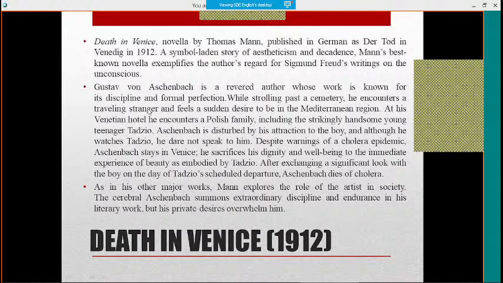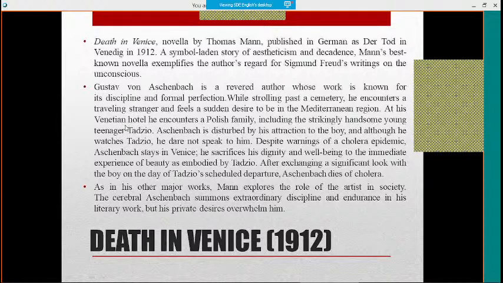So what happened is that he went to Venice. He stays in a hotel in Venice, and he encounters a Polish family there. This particular Polish family has a mother, a son, three daughters, and also a governess. The Polish family includes a strikingly handsome young teenager. His name is Tatsio, the son of the mother.